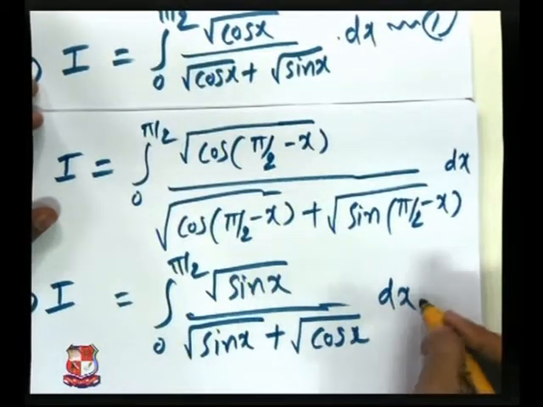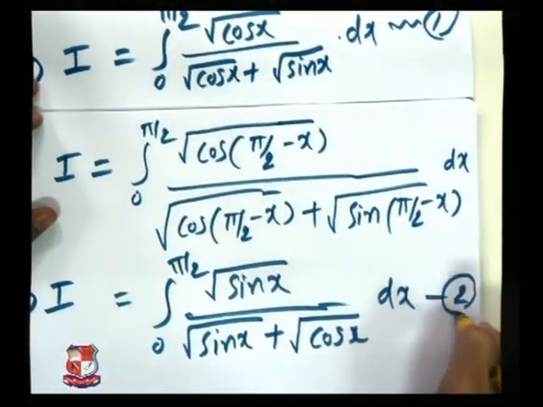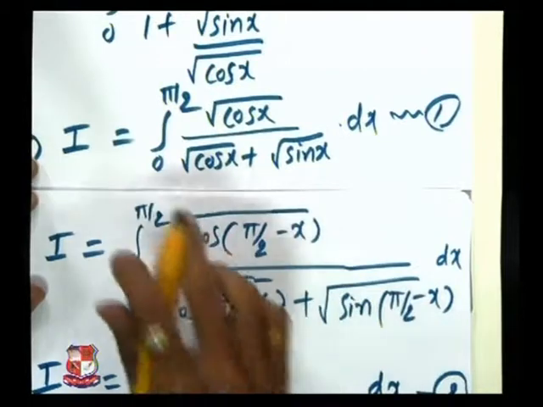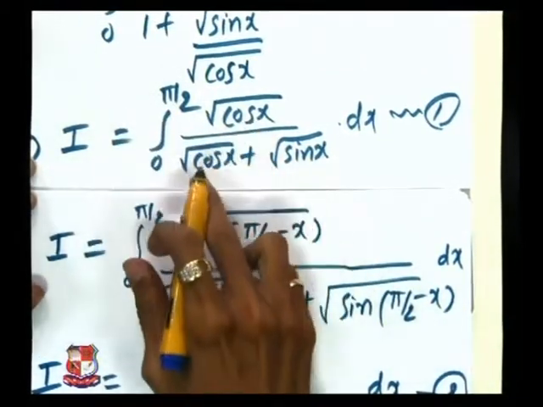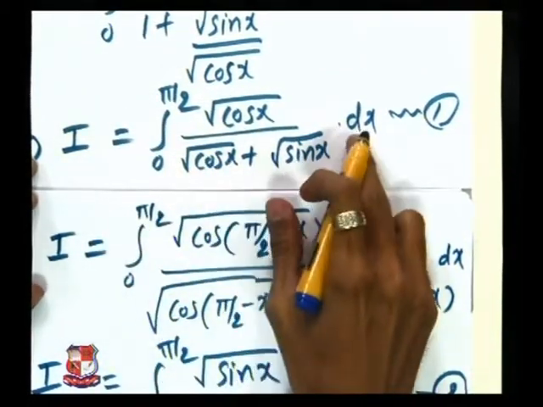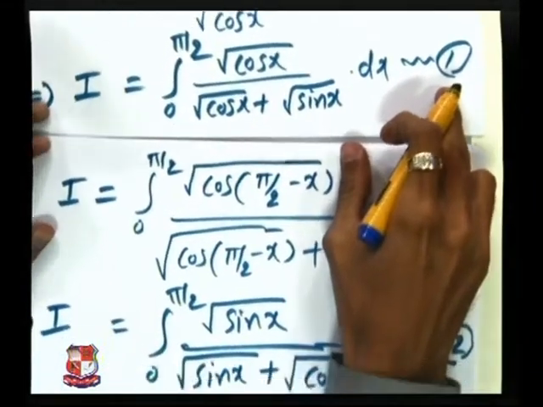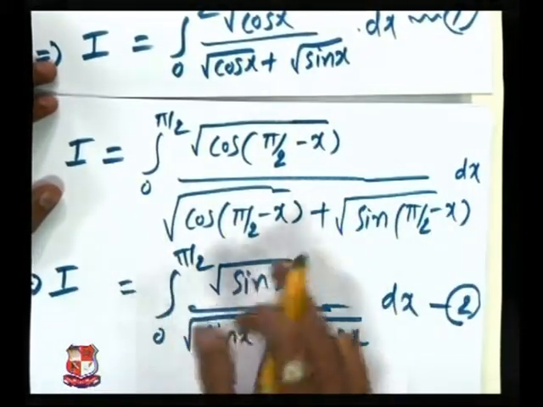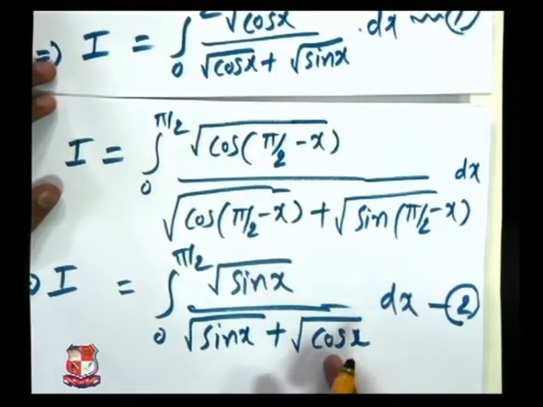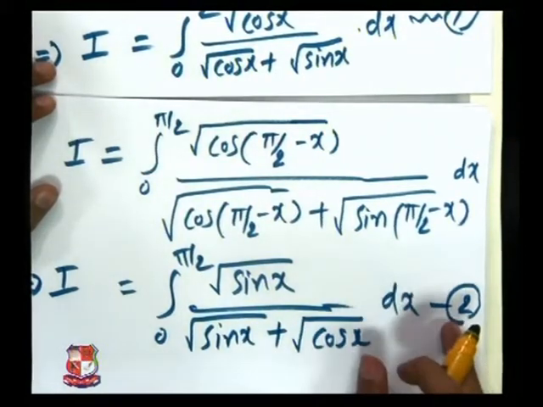Say this is equation number 2. Here we have I is equal to 0 to pi by 2 root cos x upon root cos x plus root sin x dx, that is number 1, and here I is equal to 0 to pi by 2 root sin x upon root sin x plus root cos x into dx, that is number 2.